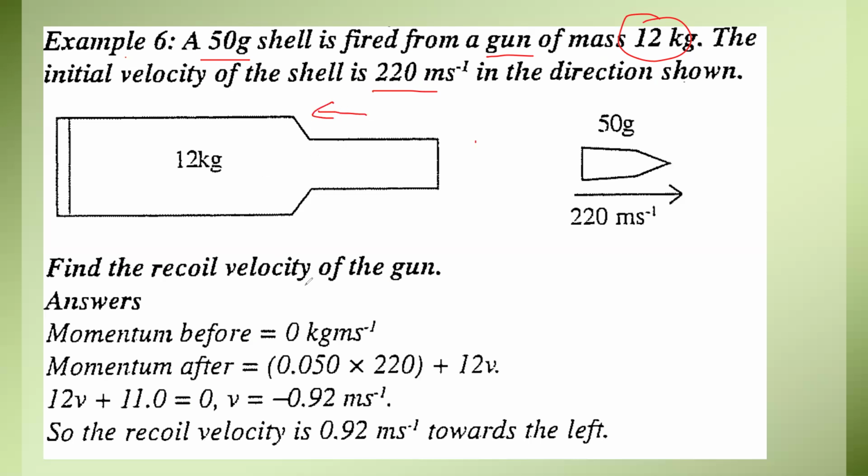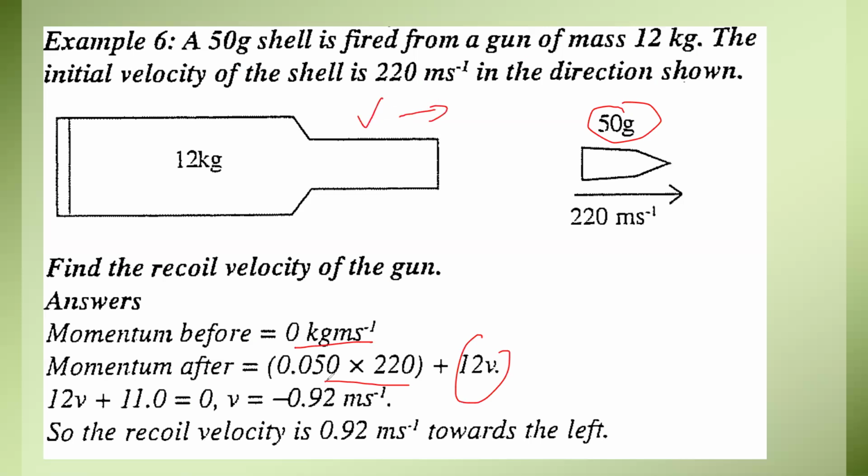So what is the momentum before? The momentum before is 0, so the momentum after should also be 0. The gun is said to recoil, so it will be in the opposite direction. But for example, we consider the gun also moving in the same direction. So momentum before should be equal to momentum after. Momentum before is 0 and momentum after is the mass of the shell, 50 gram, which is 0.05 kg, into 220, plus the mass of the gun, 12, and the speed v.